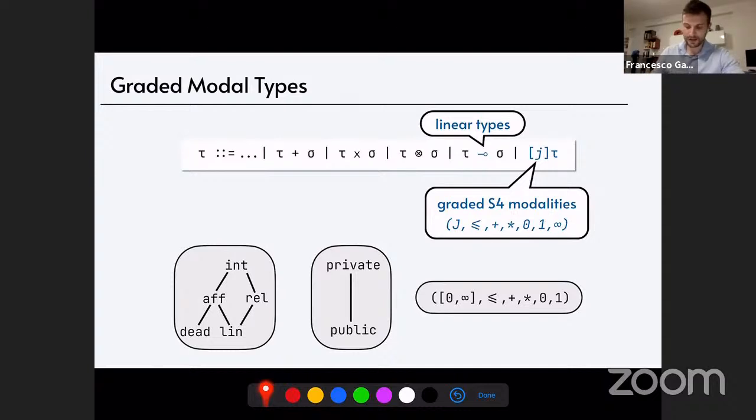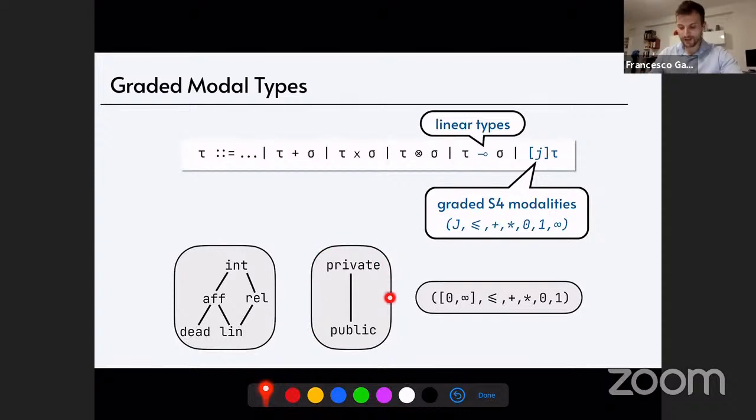Now, before looking at the algebra, let us look at some examples of these sorts of algebras. If we're interested in resource usage, we may consider these algebras here, which give us information on whether the program is dead, so it is not usable at all; it can be used only linearly; or it can be discarded but not duplicated; or you can use it freely. You can freely duplicate and discard the code.